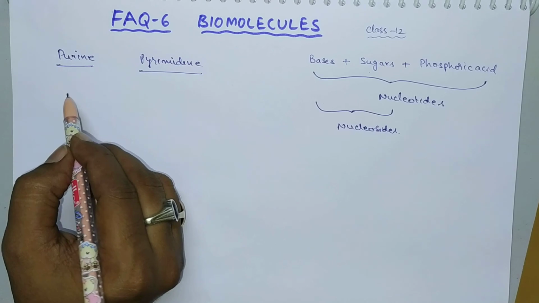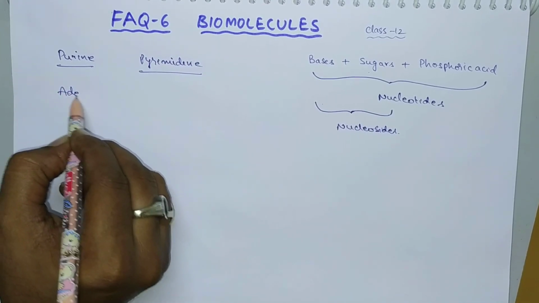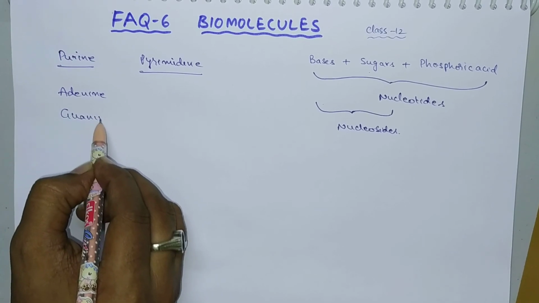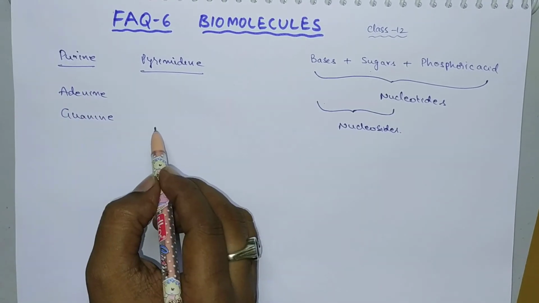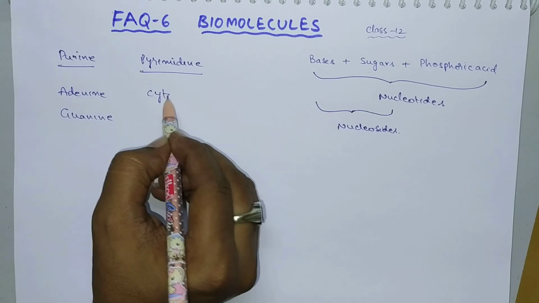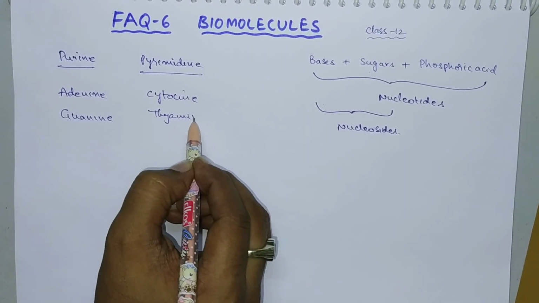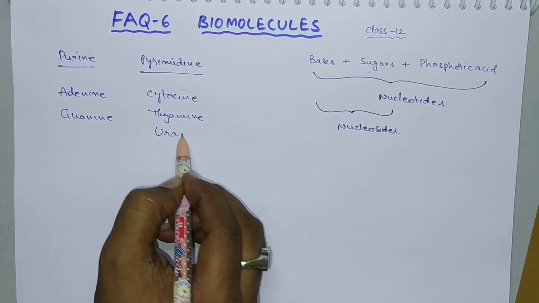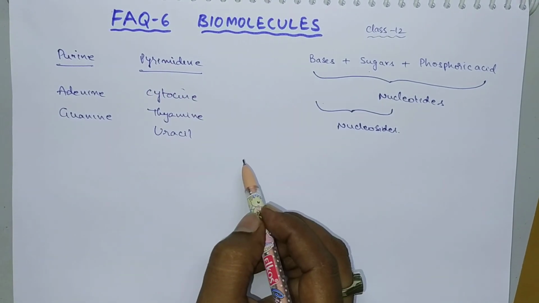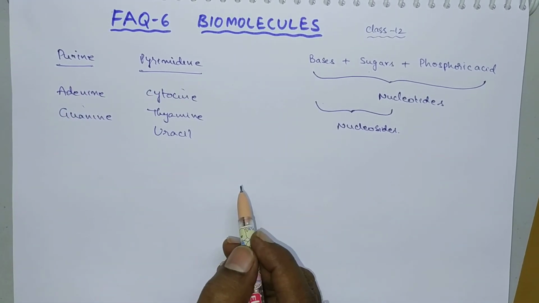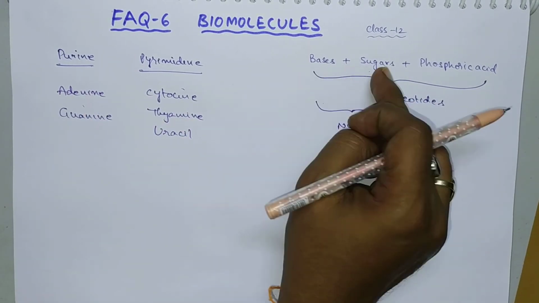The purine bases are mainly two: adenine and guanine. Cytosine, thymine and uracil, these three belong to the pyrimidine bases. So pyrimidine bases are these three, and purine bases are these two. These bases combine with sugars.